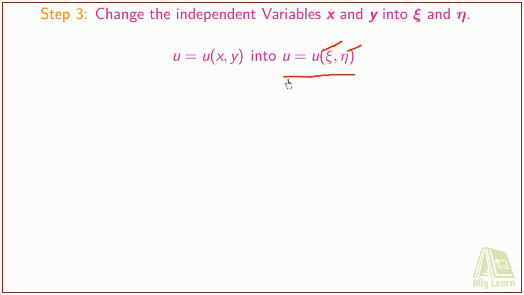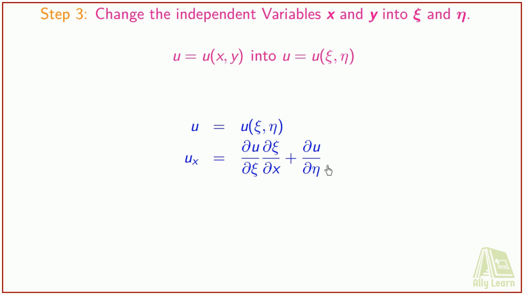Now u is a function of xi and eta. So when I am considering u as a function of xi and eta, I have to calculate the partial derivatives with respect to x and y once again. So, when I calculate the partial derivative of u with respect to x, I get del u by del xi times del xi by del x plus del u by del eta times del eta by del x. This thing I am getting by applying my chain rule to this expression. Next, I write it in a simplified manner. This is partial derivative of u with respect to xi. This is partial derivative of xi with respect to x. This is partial derivative of u with respect to eta. And this is partial derivative of eta with respect to x.